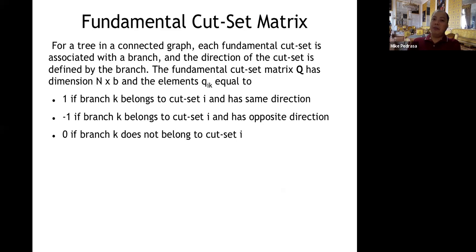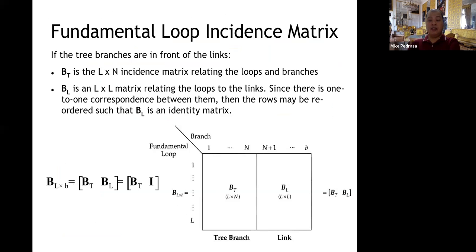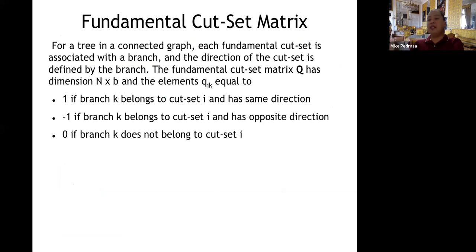so that's the fundamental loop matrix, incidence matrix. The last one is the fundamental cut set matrix. Okay? So for the fundamental cut set matrix, again, you have the graph. You choose a tree. And then after choosing the tree, we know that for each branch of the tree, there will be a fundamental cut set. Okay?